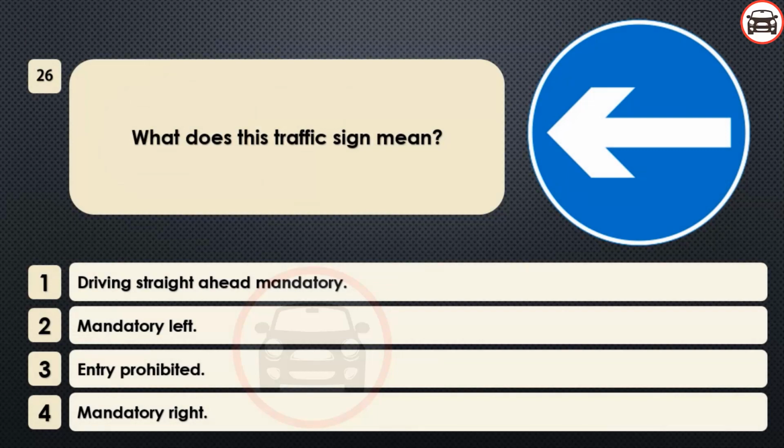What does this traffic sign mean? 1. Driving straight ahead mandatory. 2. Mandatory left. 3. Entry prohibited. 4. Mandatory right.